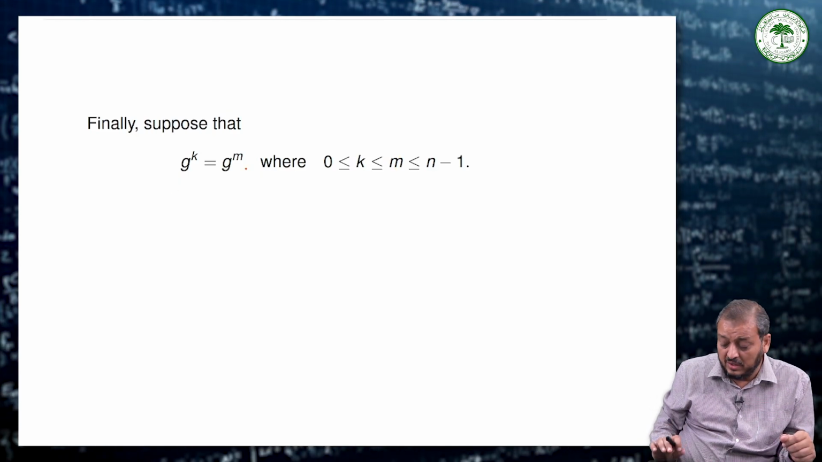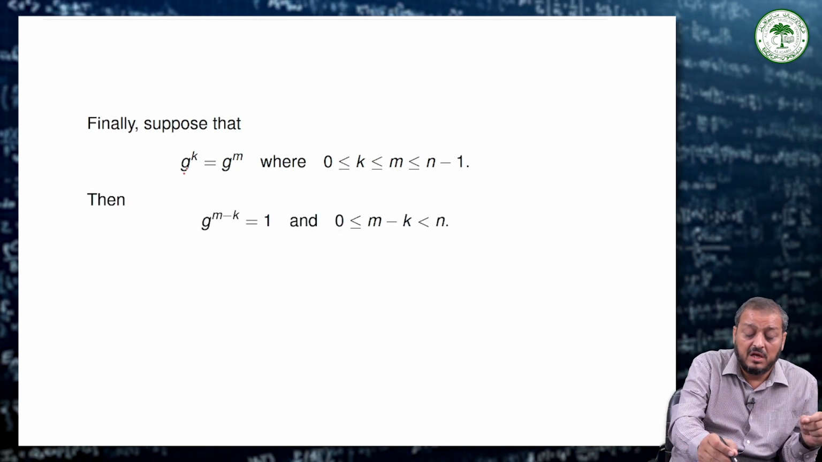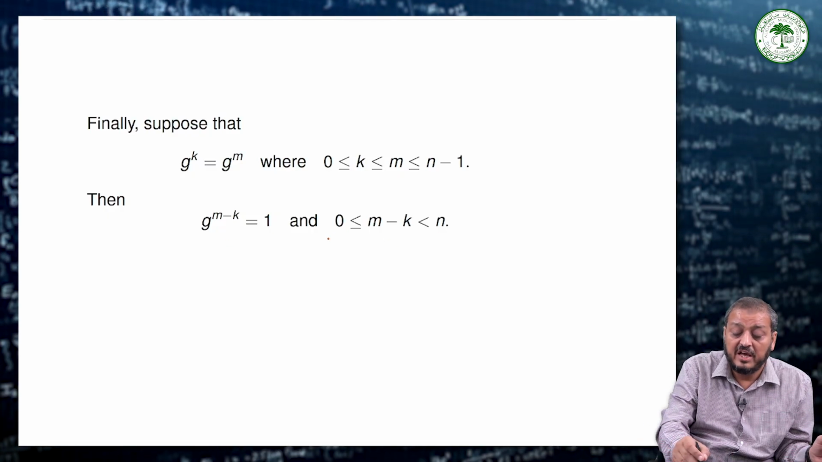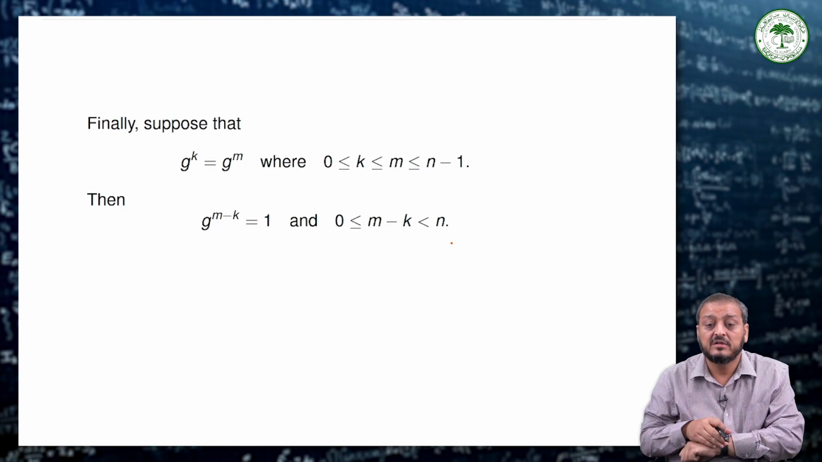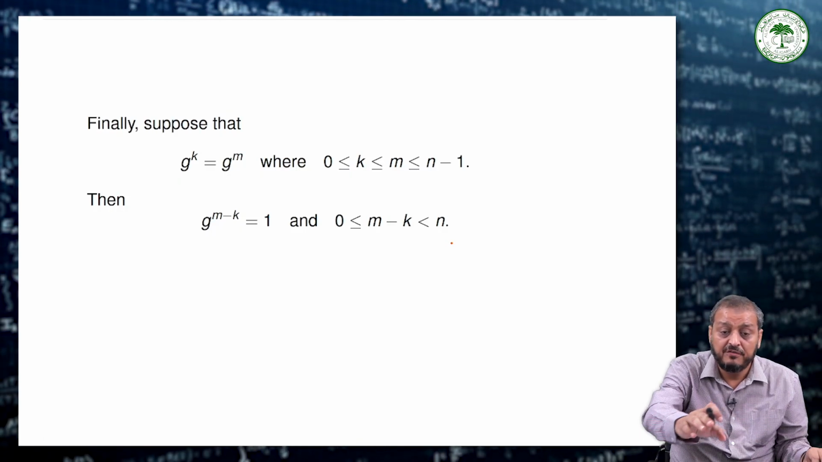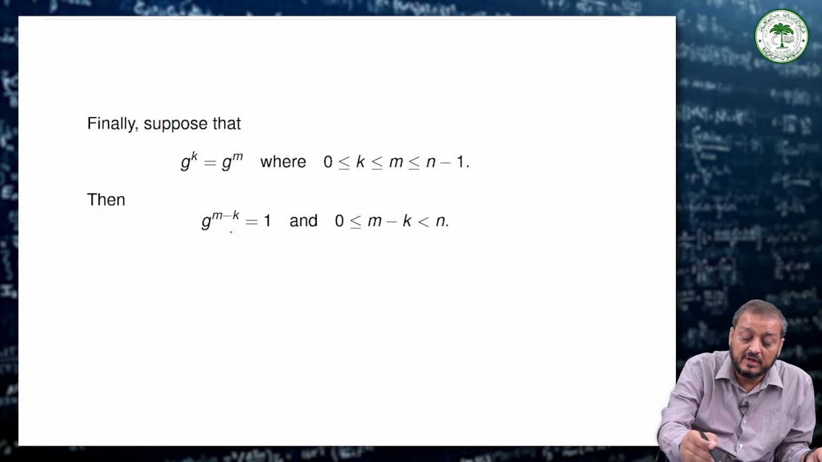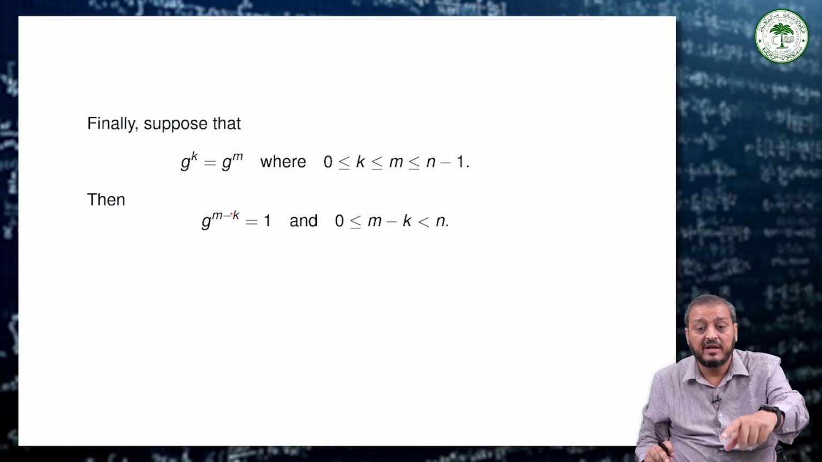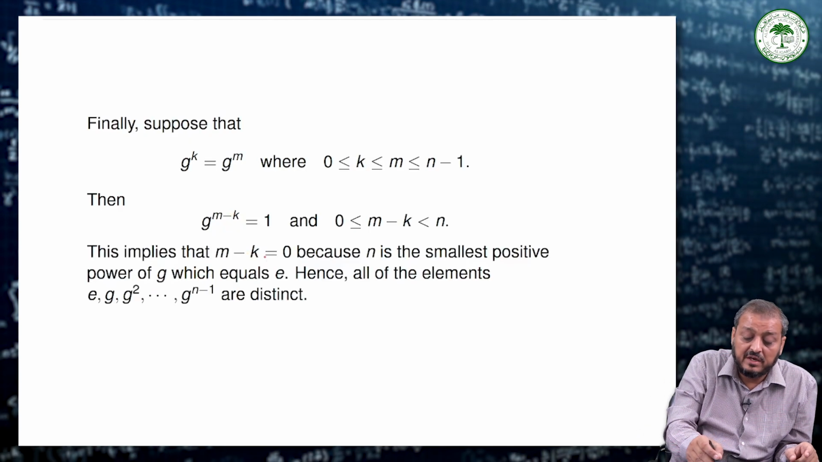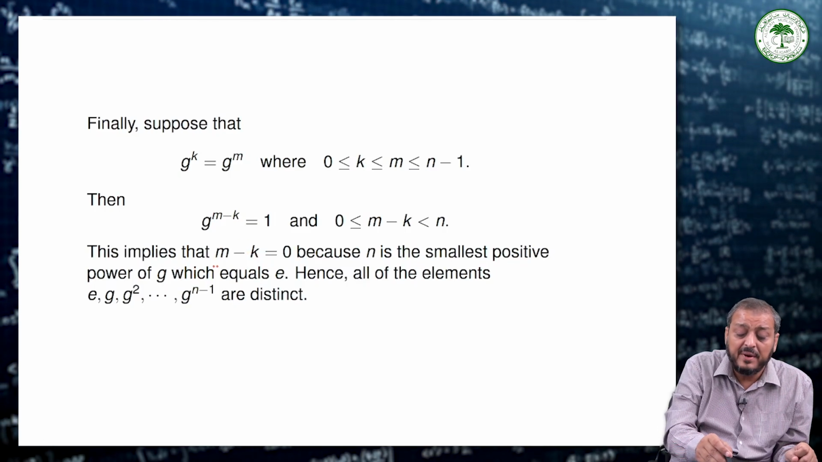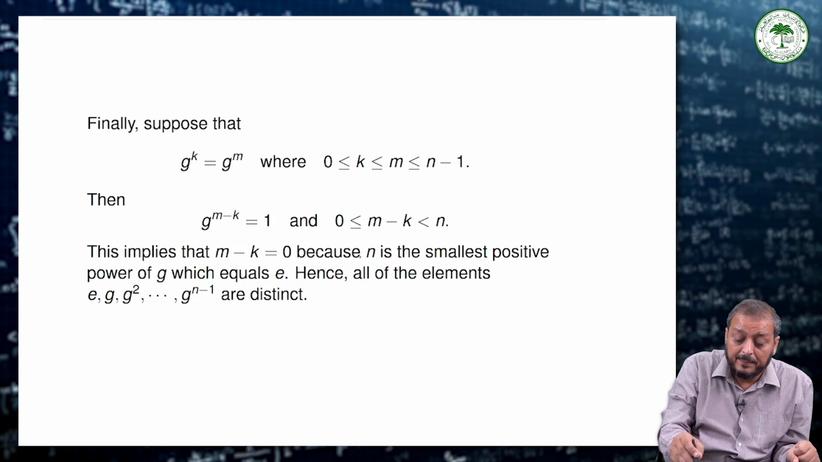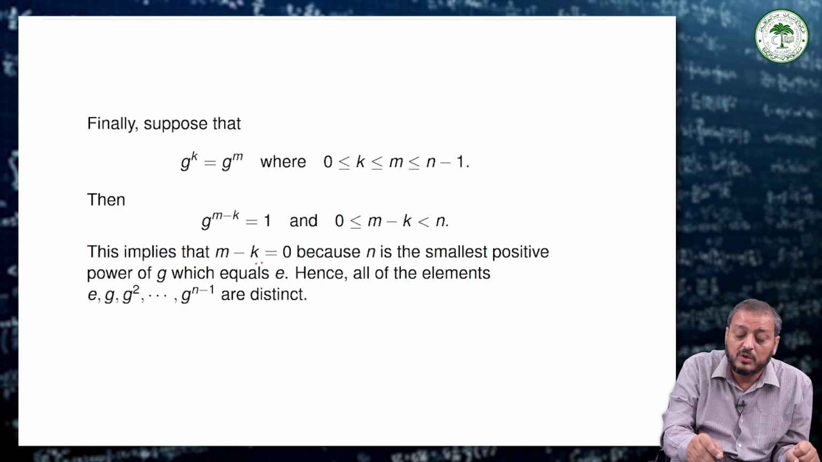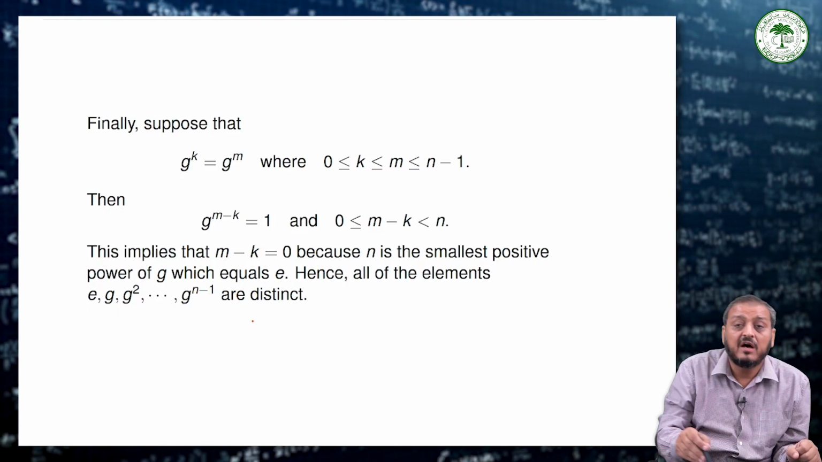And if it is equal, then clearly we can say g to the power k minus 1 is equal to the identity element. So we can say that m minus k lies between 0 and n, and if g to the power k minus 1 is equal to identity, then n should divide m minus k. If m minus k is equal to 0, it implies that n is the smallest positive power of g which is equal to E, hence all the elements of this are distinct.